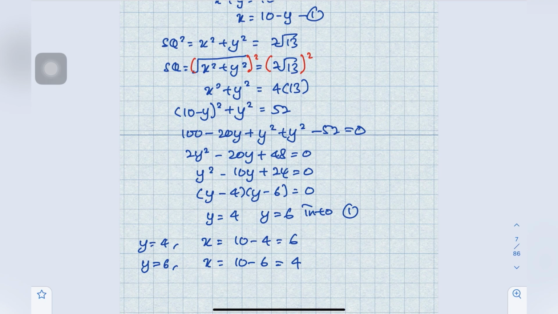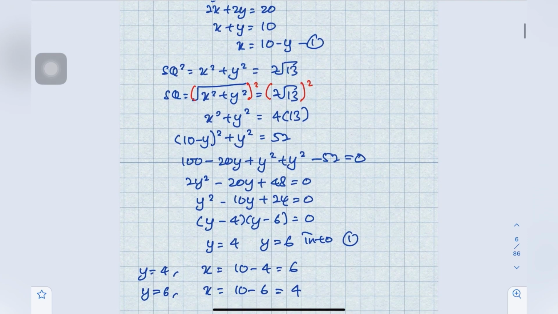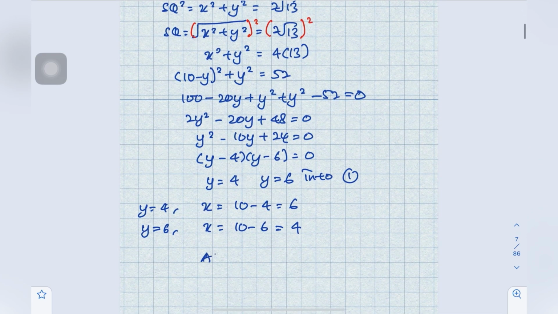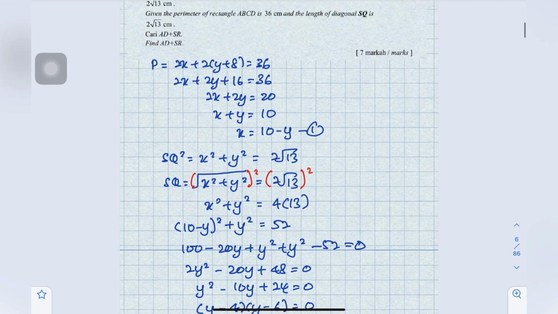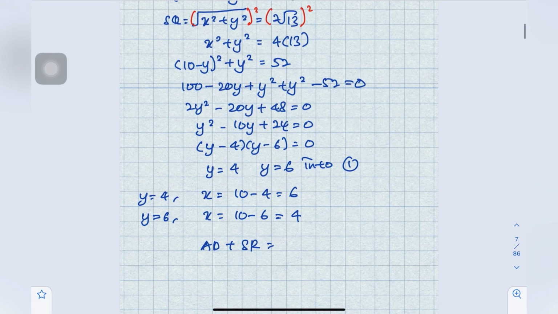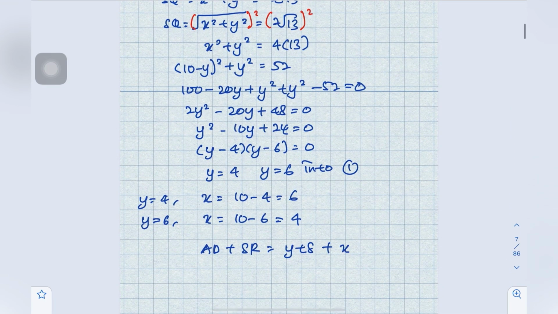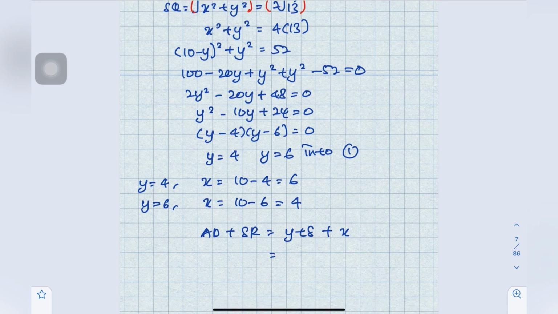Okay, so then the question asks you to find AD plus SR. Okay, so AD plus SR. Okay, AD is y plus 8. Okay, so y plus 8 plus SR is x. Okay, so then we substitute. When y is 4, it is 4 plus 8 plus 6. Okay, this one equals to 18.